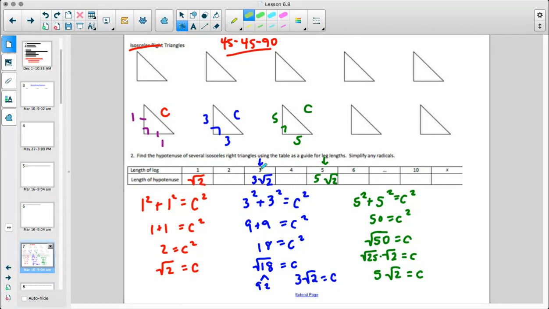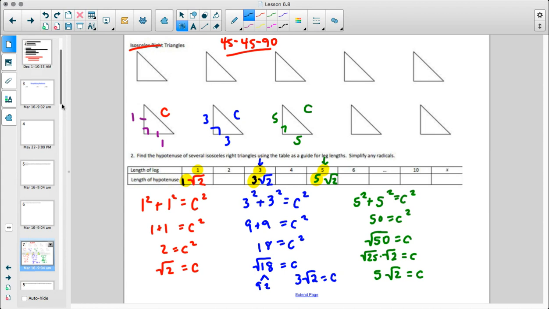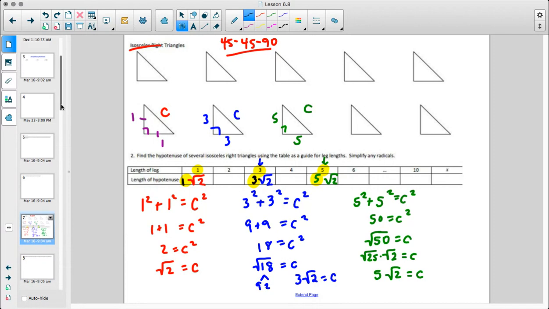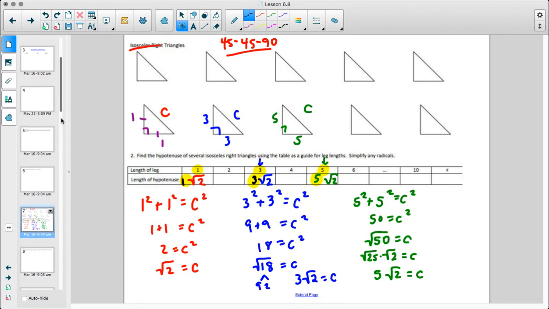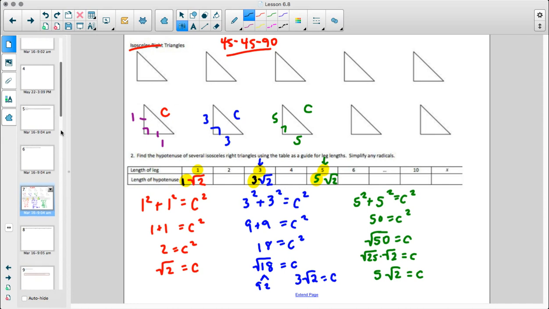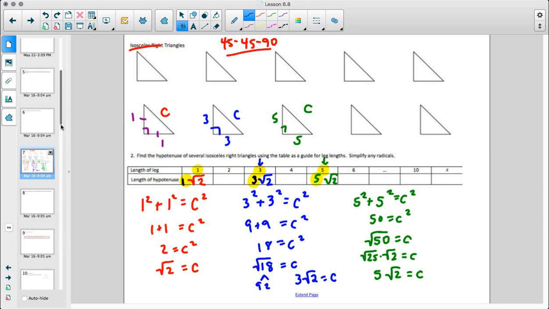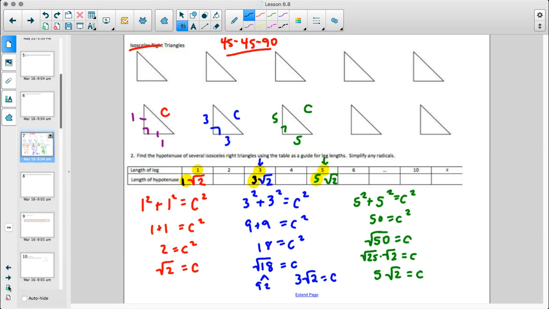So 3, and this is 3 root 2. 5, this is 5 root 2. 1, this is 1 root 2, because we know we can always write a 1 in front of any number and it doesn't change it. So that's the pattern that happens in a 45, 45, 90. What will always happen is the legs are the same because it's an isosceles triangle, and the hypotenuse will always be the length of the leg times the square root of 2. So I can just draw that out in a second.